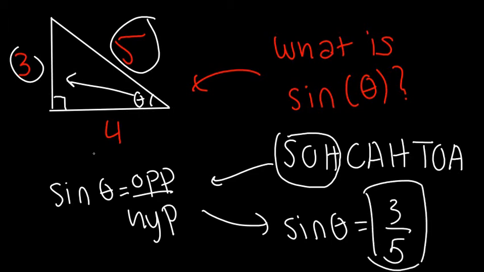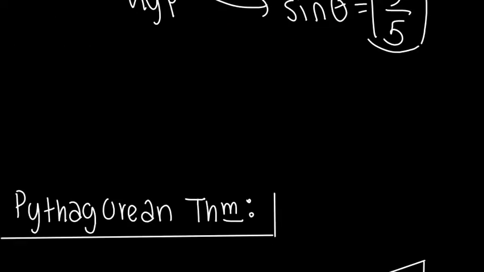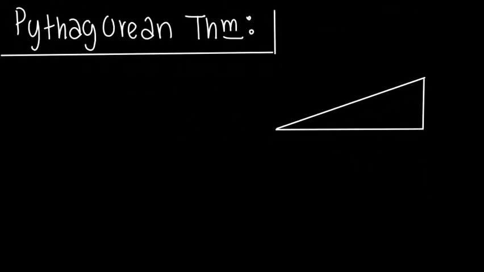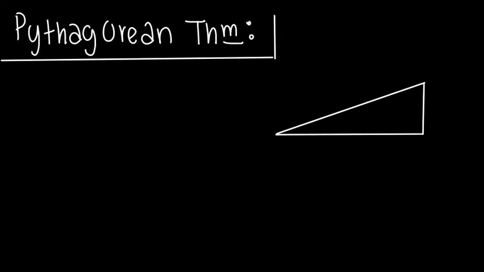Okay, but we have another problem here. How do we know that these three values are going to be correct for a right triangle? To do this, we need to know the Pythagorean theorem, which will link these three values and make sure that this is a valid right triangle. So let's go back to the Pythagorean theorem, which is the topic of this video.